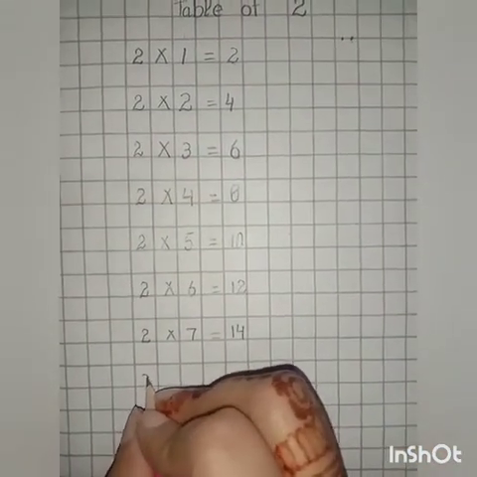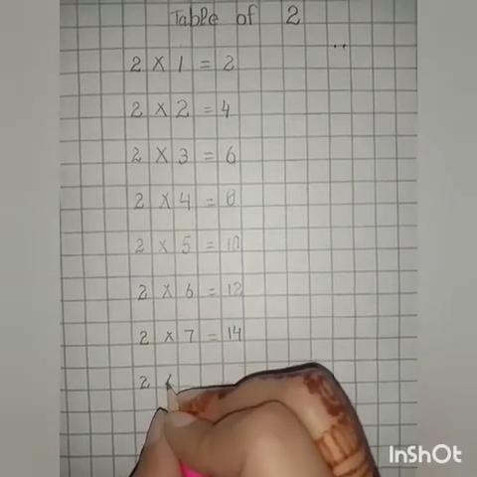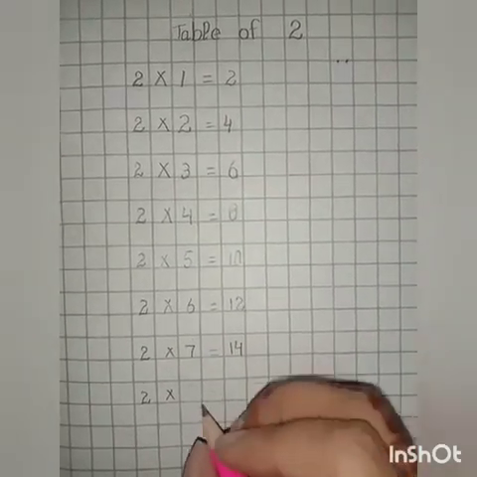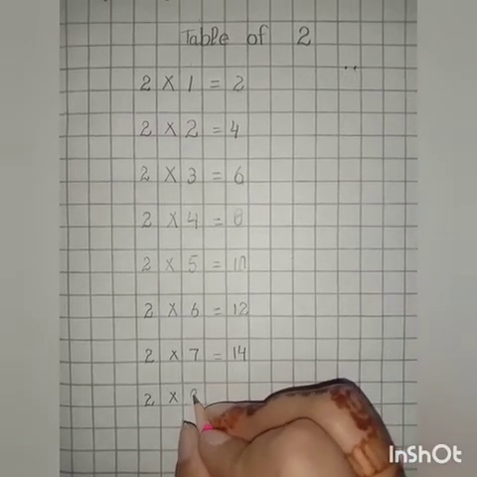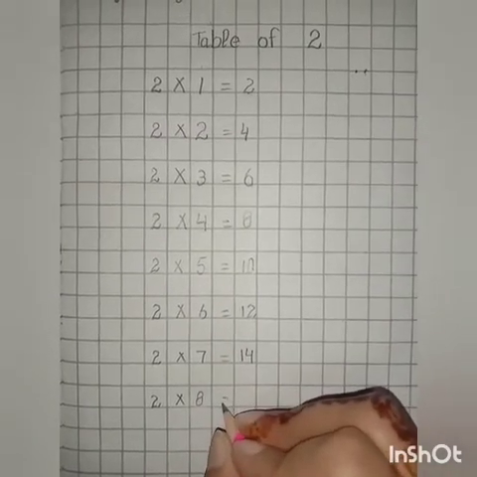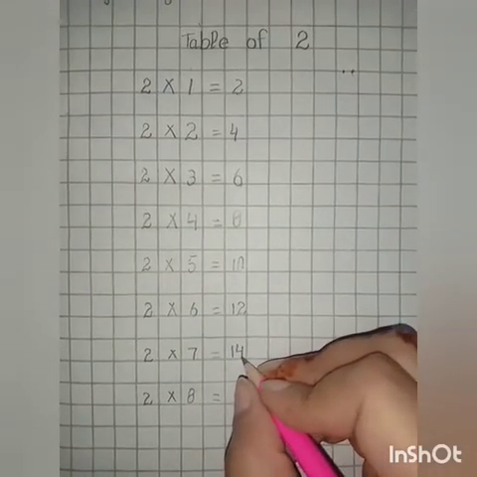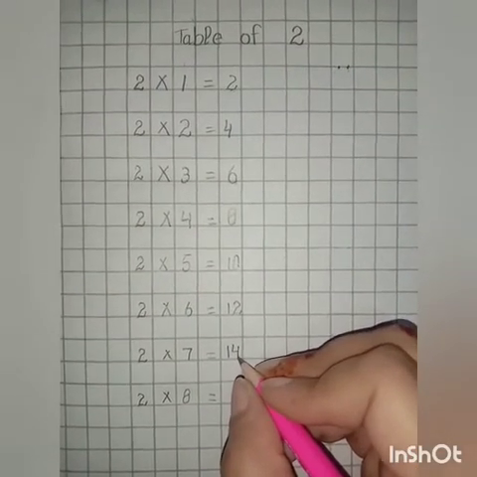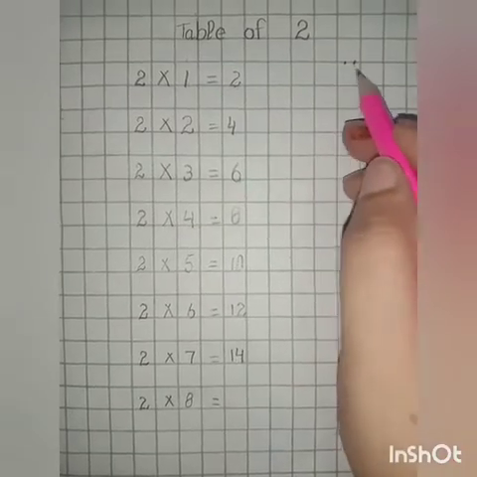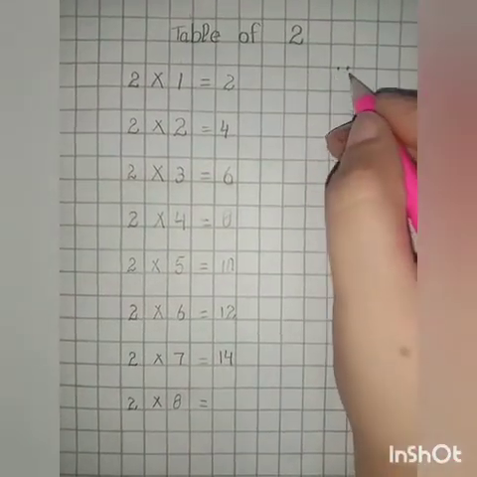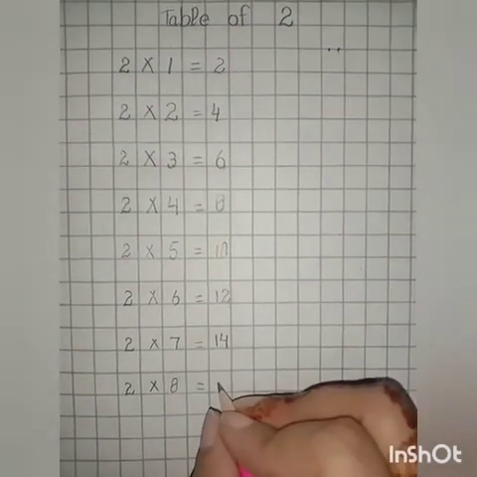Next one, 2. Sign of multiplication. After 7 came here 8. Write here 8. Sign of is equal to. Here we have the answer 14. Students, we have to count towards 14 and add these 2 points in 14. 14, 15, 16. Write here 16.